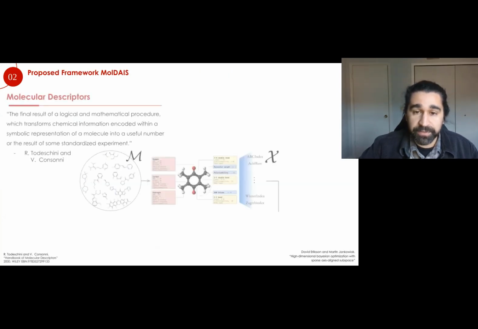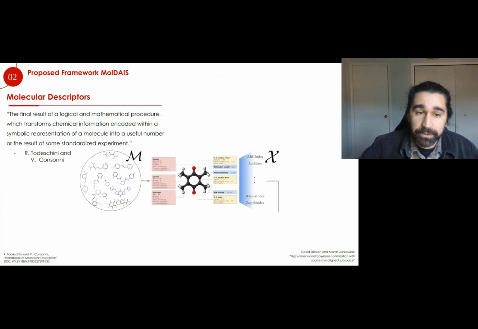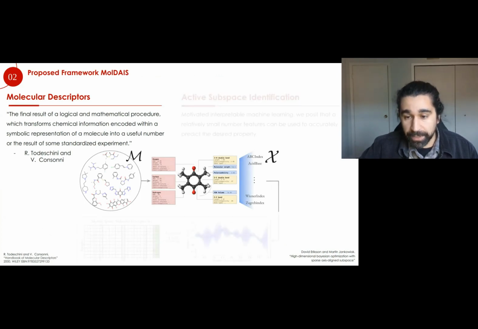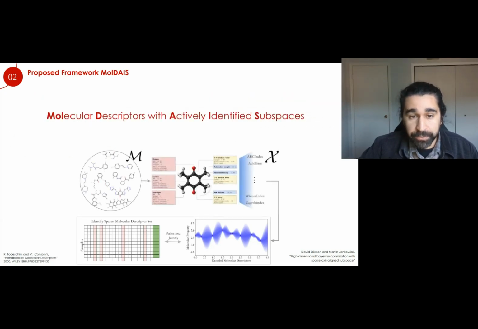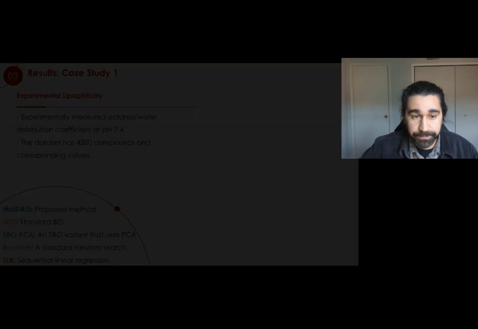So our proposed method, MolDAIS, uses molecular descriptors, sets of rotationally and translationally invariant calculations done on a molecular graph, coupled with active subspace identification, motivated by interpretable machine learning models that posit a relatively small number of features to actively predict the property. In this work, we use the sparse axis-aligned subspace GP prior. Putting this all together, we get molecular descriptors with actively identified subspaces, or MolDAIS.